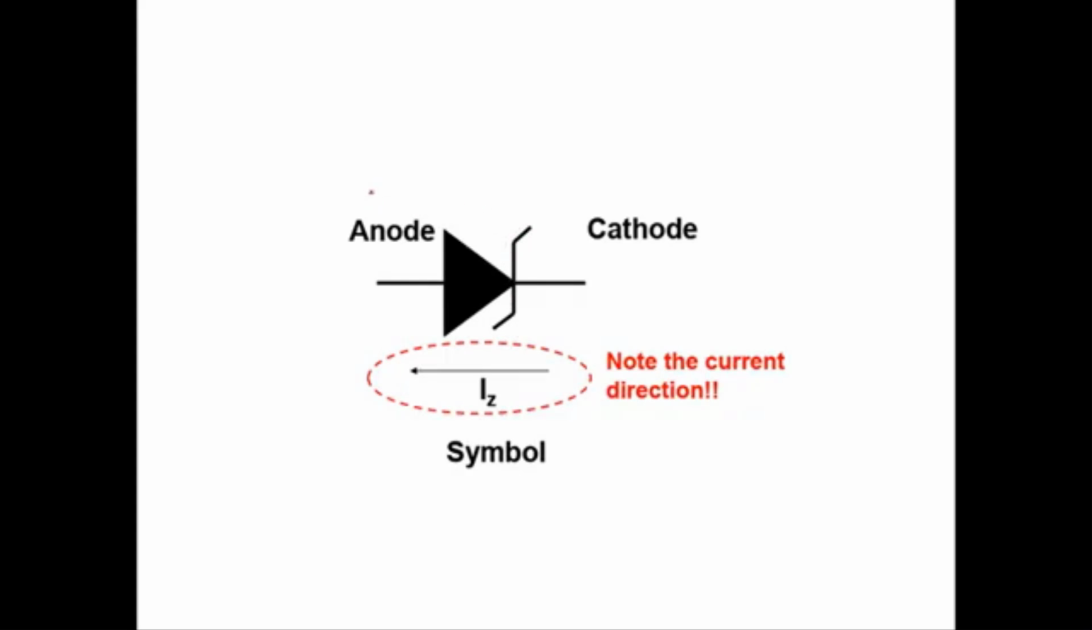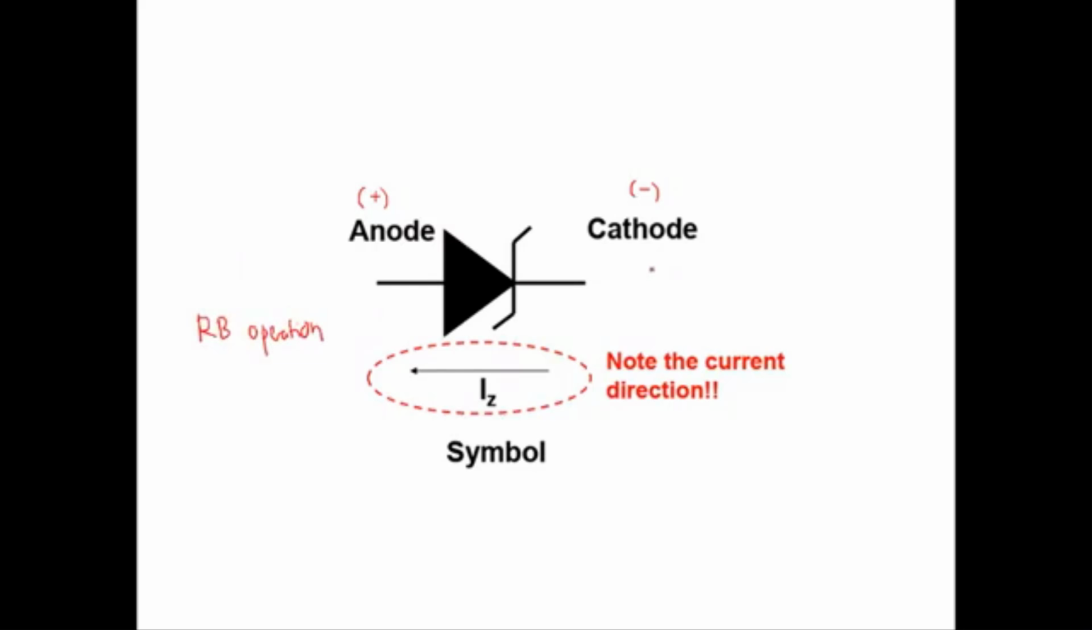Usually in a normal diode, the anode is associated with the positive terminal and the cathode is the negative terminal. But since the Zener diode operates at reverse bias, it operates in reverse bias operation.